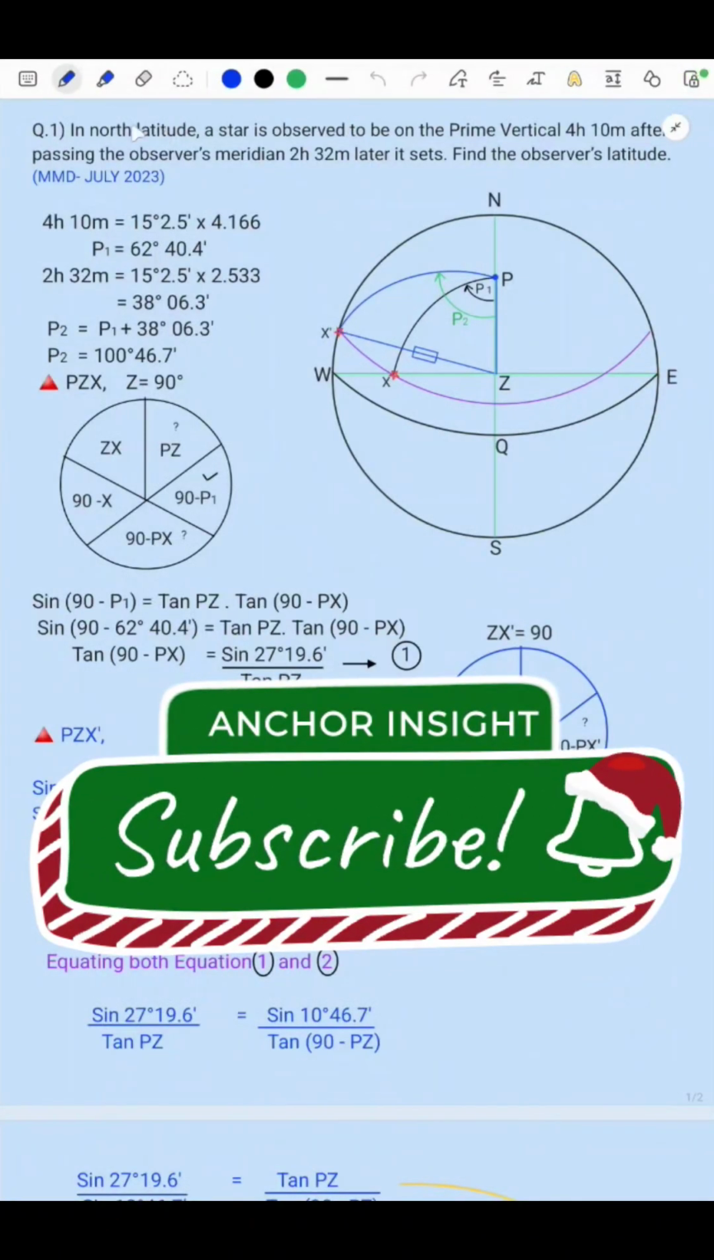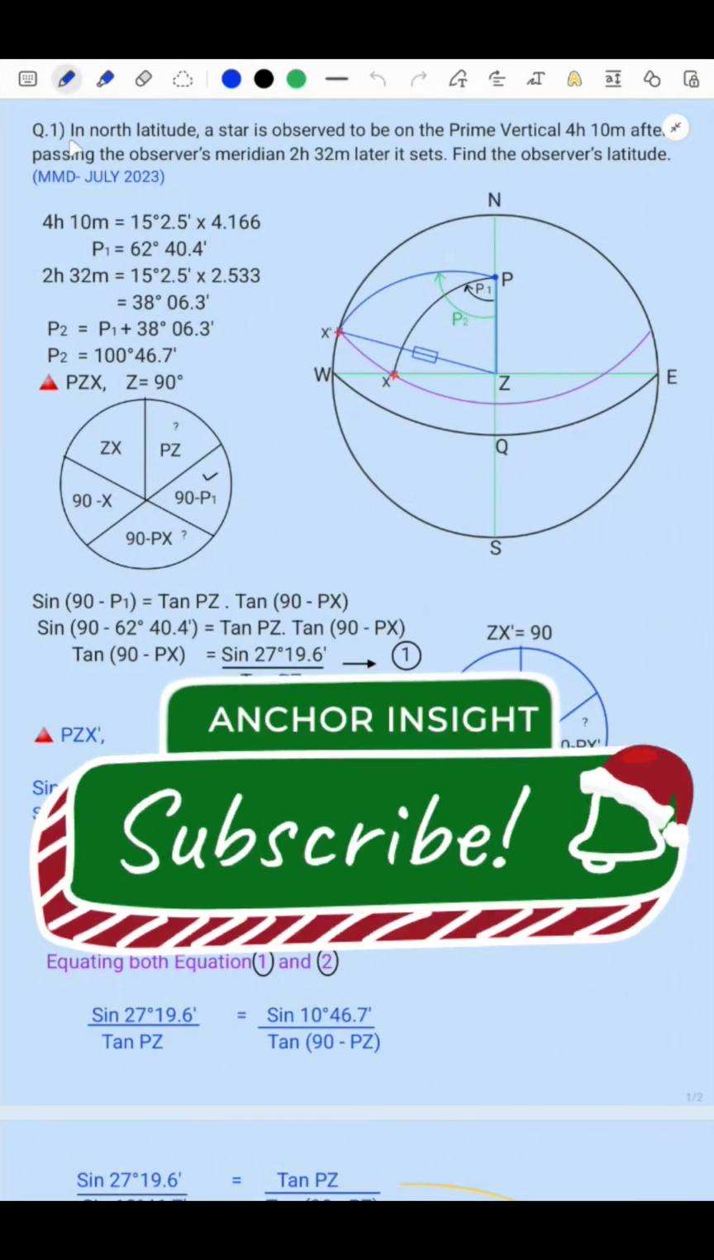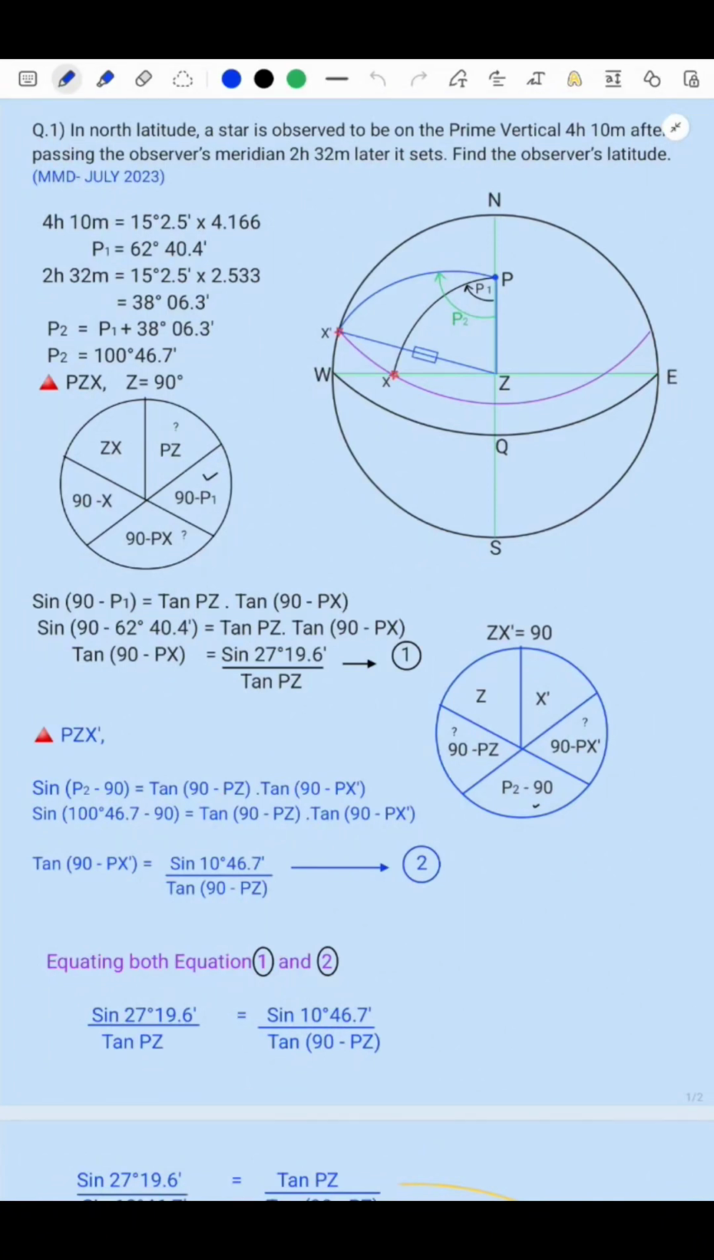Hello everyone. Today I will be talking about one question paper from MMD Chipmate Phase 1 Navigation paper which came in the month of July 2023. The question is: in North Latitude, a star is observed to be on the prime vertical 4 hours 10 minutes after passing the observer's meridian. 2 hours 32 minutes later, it says, find the observer's latitude.